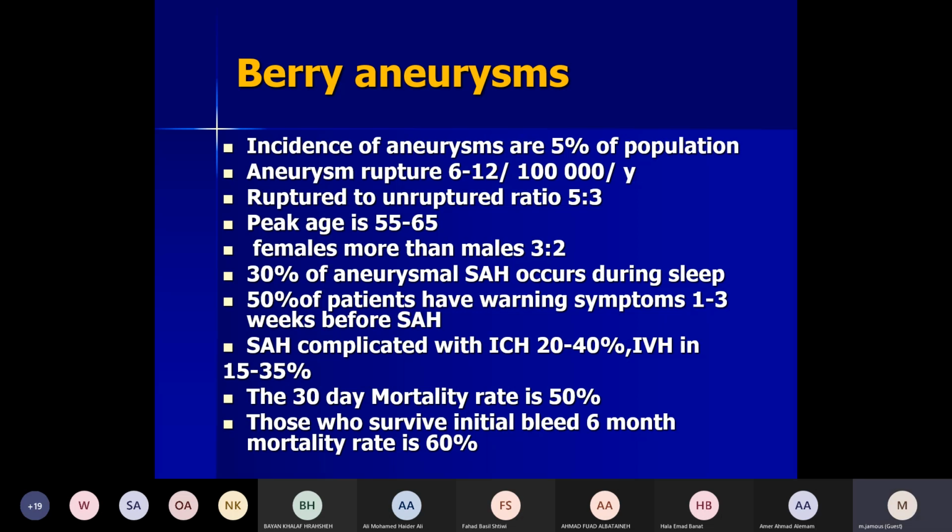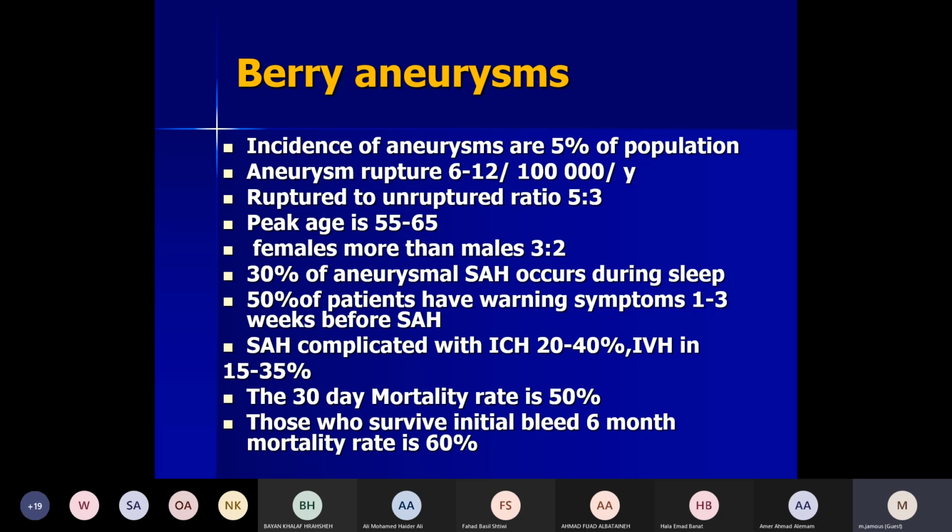It's very important to know that about half of the patients have warning symptoms before the rupture. We call it sentinel headache. Those patients will have a kind of severe headache before the aneurysm ruptures. And we believe that this headache is due to expansion of the aneurysm or due to microhemorrhage or microbleed, or sometimes oozing from the sac of the aneurysm leak. This leads to severe headache.